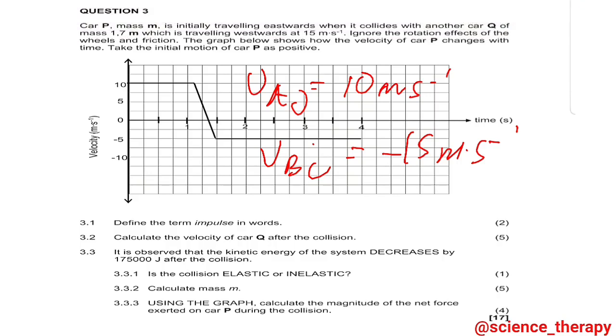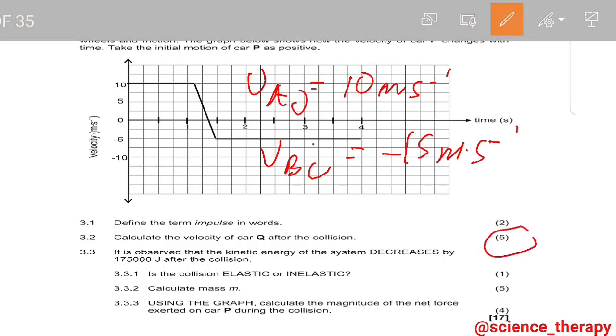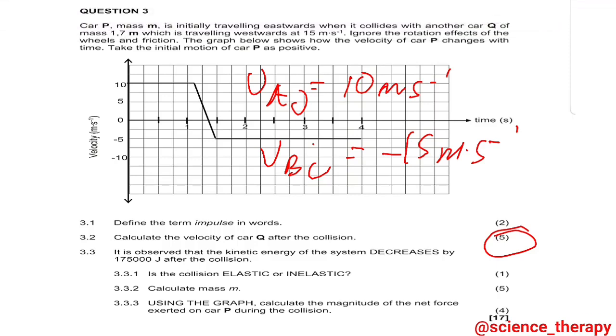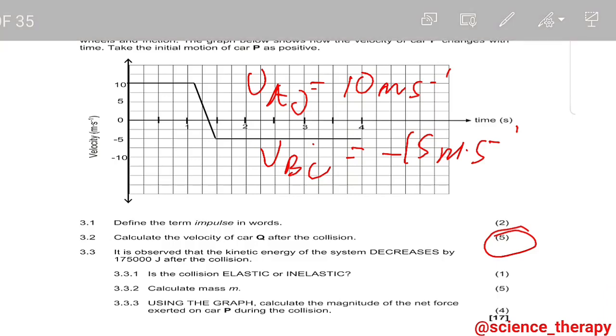Now, they say calculate 3.2, calculate the velocity of car Q after the collision, right? So what do we do now? For 5 marks, we can see that we need the conservation of linear momentum formula in order to calculate car Q. But now let's understand the graph. What is happening here? We can see that car P was traveling eastward, and then the collision took place here. What collision is this? From the graph, because it is slanting, we say it is inelastic.